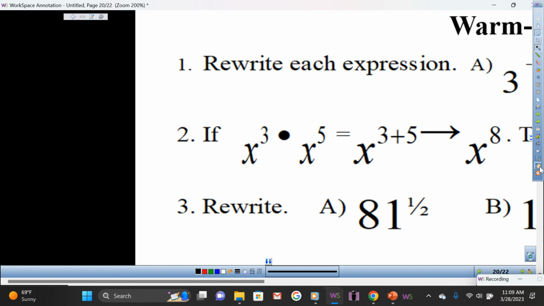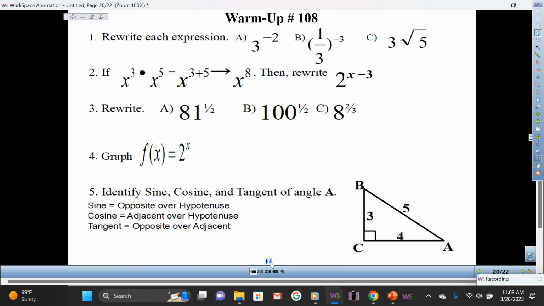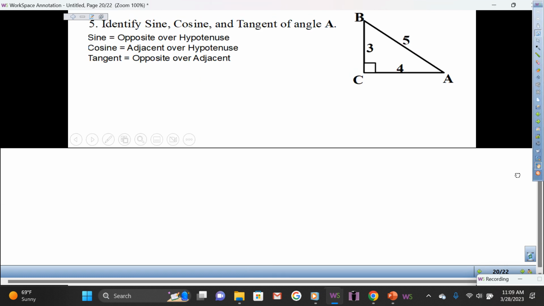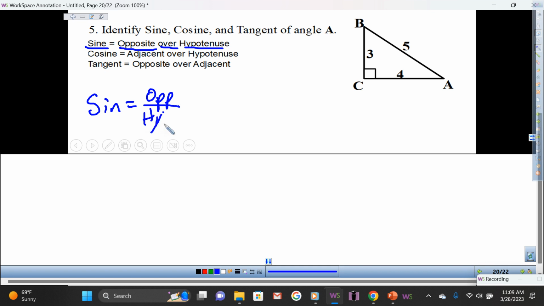The first thing I do is set up fractions for each of those. Here we go, let me scroll down. All right, so I'm going to start with sine. I'm going to do that in blue. Sine: shorthand is S-I-N equals, and we need a fraction. What is the fraction? Opposite over hypotenuse. So I'm going to write op over hype.